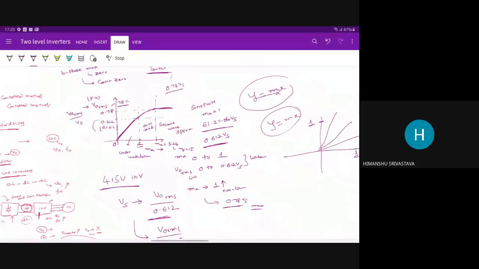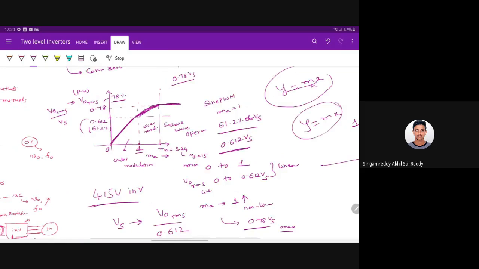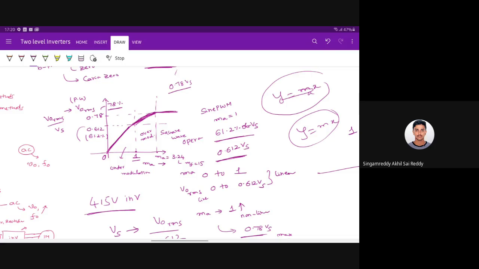So what is the reason for this bending, sir? The curve gets bent after that. It's non-linear, right? This is the one you're asking? Someone has asked what is the reason for this non-linearity?